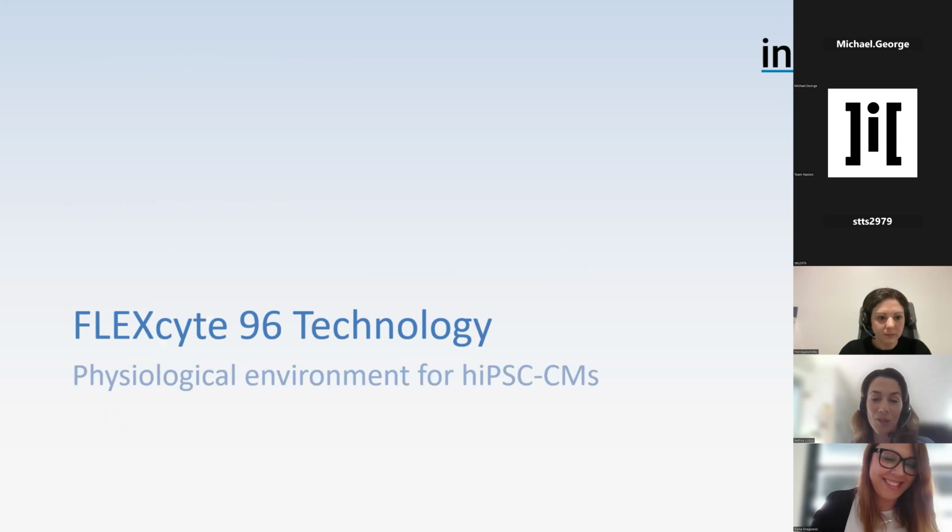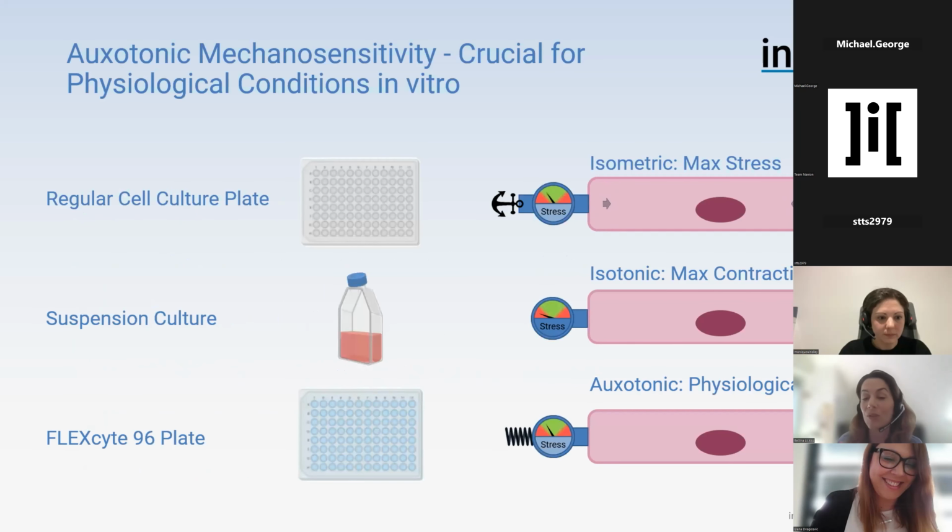Starting with the technology, or basically why it is so important to have a physiological relationship for the cells. If you look at what we normally have in the usual lab, regarding mechanosensitivity, we provide very extreme versions for the cells. On one hand, we have the regular cell culture plate, a very stiff material. The cells on top cannot really contract. They try, but they are too stiff to contract properly. So we have a maximum of stress here.